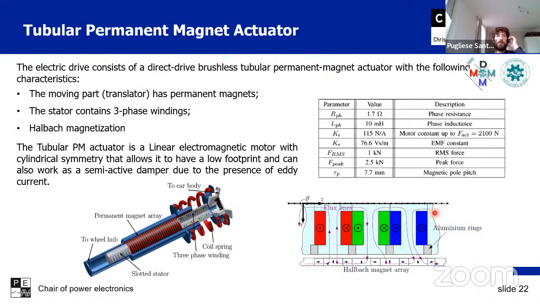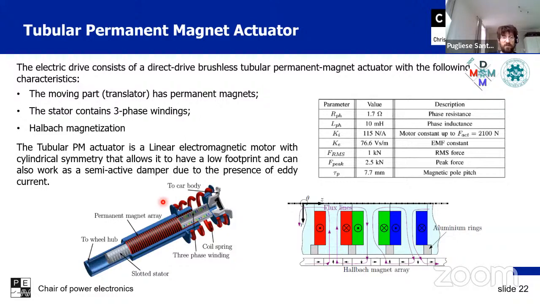And as an actuator, we use a tubular permanent magnet actuator. It is three-phase, which has a moving part. The permanent magnets are in the moving part, and we have three-phase windings. The magnets are arranged with Halbach magnetization in order to improve the flux linkage. Here is how an electrical actuator will look.